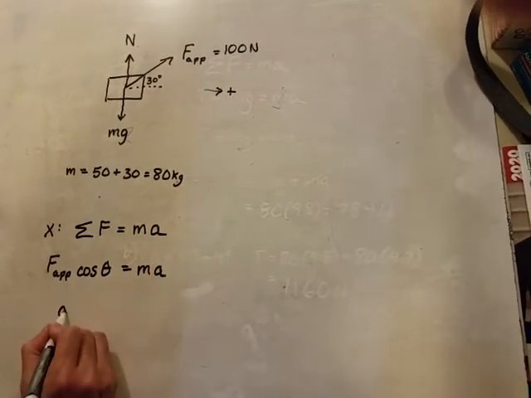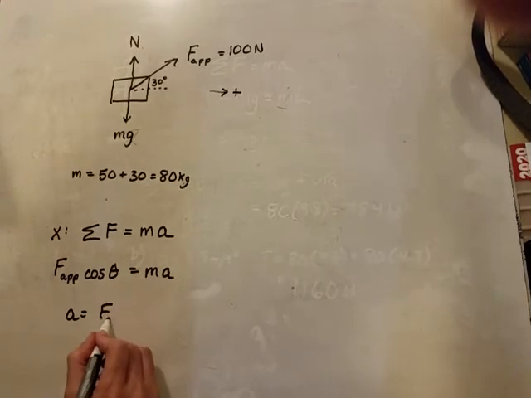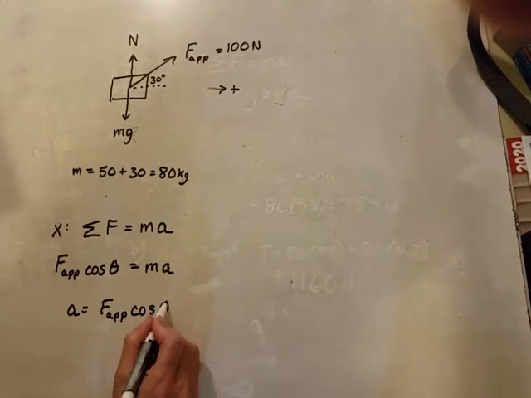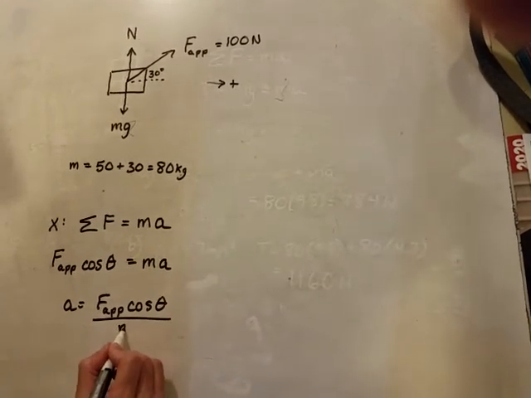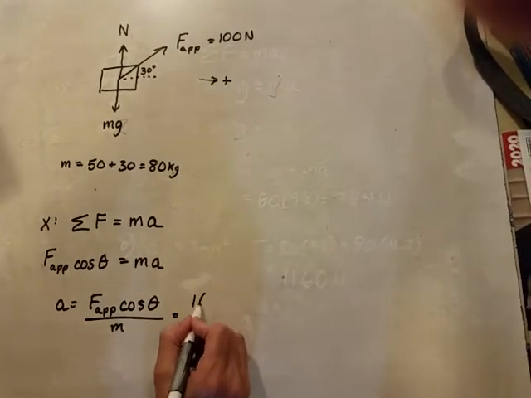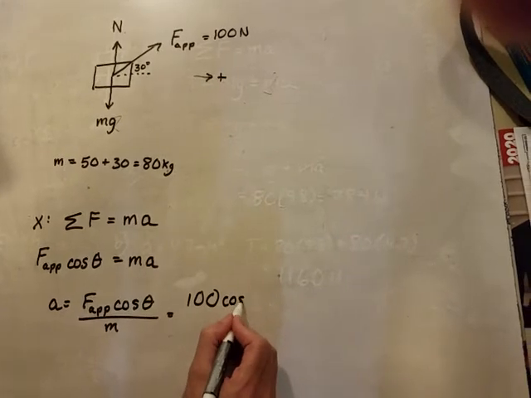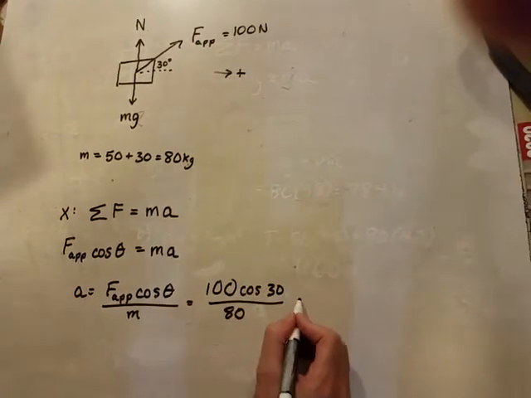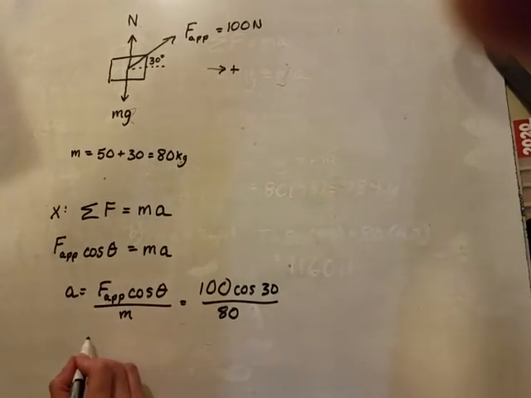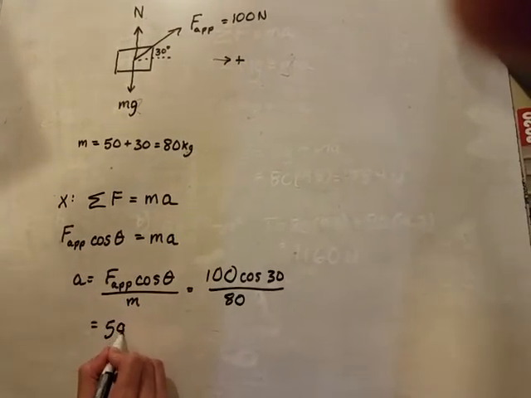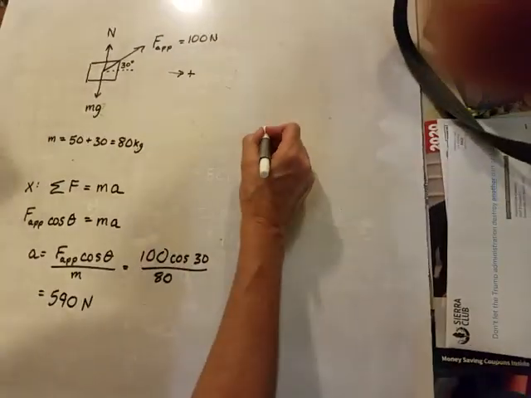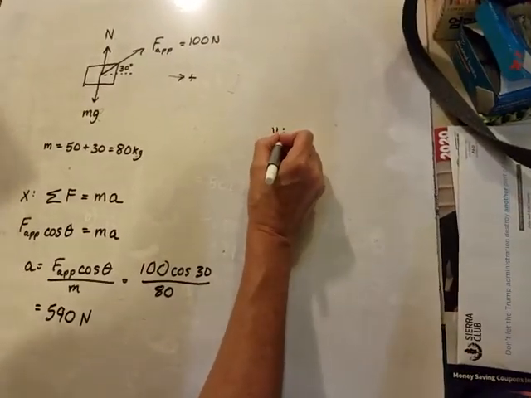We're looking for acceleration, so that's the applied force cosine theta over m. That would be 100 cosine of 30 over 80. And that ends up being 590 newtons.